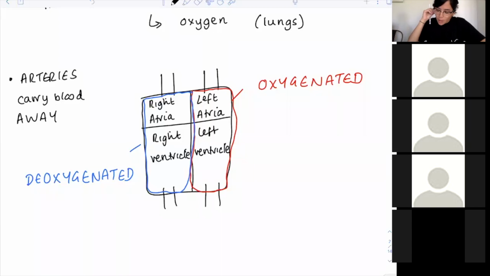Okay, so if we look at the left side of the heart, now we know that the blood vessel carrying blood away is going to be an artery. Now it needs naming, and the main artery name is the aorta. So the aorta is the artery carrying oxygenated blood away from the left ventricle.